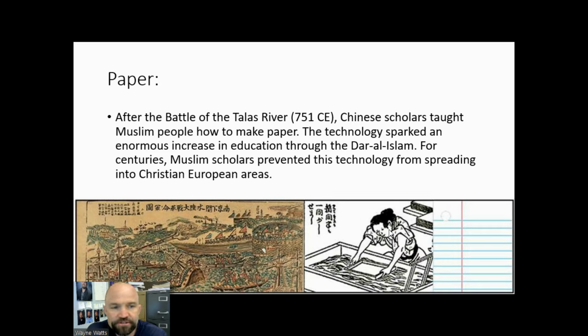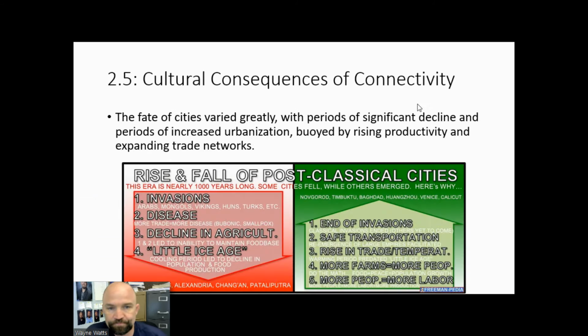For centuries, Muslim scholars ended up preventing this technology from spreading into Christian European areas, as one Muslim scholar said, because they didn't want the Christians to spread their lies. However, with the advent of the Crusades, papermaking techniques spread into Christian European areas, and likewise, starting in the 13th century, there was an enormous explosion of education throughout the medieval European and then early Renaissance European world.